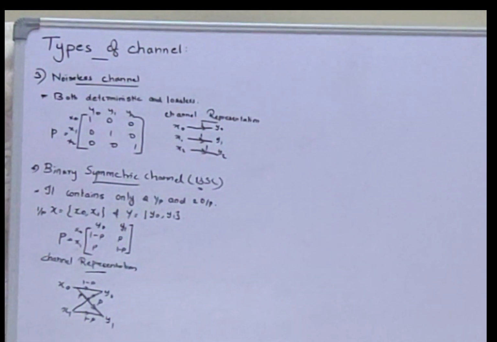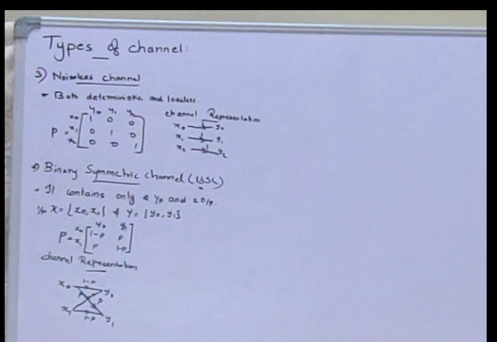In the binary symmetric channel, the channel is symmetric because the probability of receiving a 1 when 0 is transmitted and the probability of receiving a 0 when 1 is transmitted are the same. So it is called a binary symmetric channel.